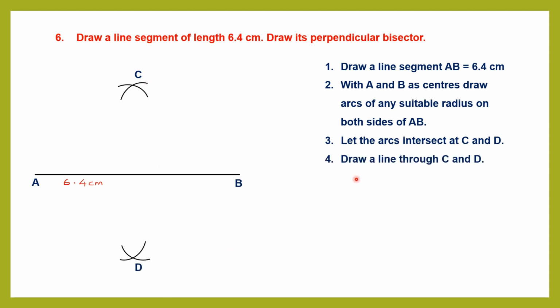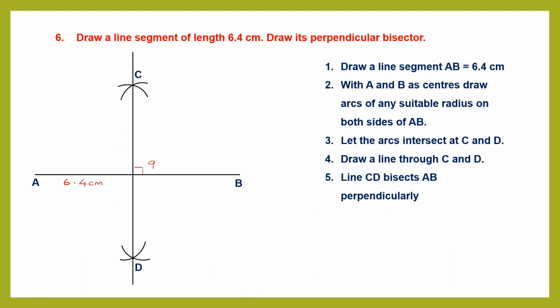What is the next step? Draw a line through C and D. So draw a line through this. So let's draw that line. So we have drawn a line. So now can you see this line has come right in the middle of this line. And this line bisects AB perpendicularly. Here perpendicular means 90 degrees is formed here.